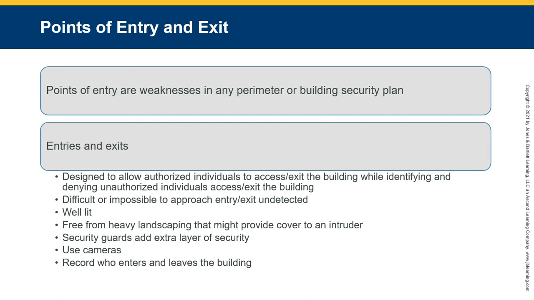Entrances and exits are designed to allow authorized individuals to enter and exit the building while identifying and denying access to unauthorized individuals. It should be difficult or impossible to approach an entry or exit undetected. They should be well lit and free from heavy landscaping that might provide cover to an intruder. Security guards add an extra layer, using cameras and recording who enters and leaves the building.